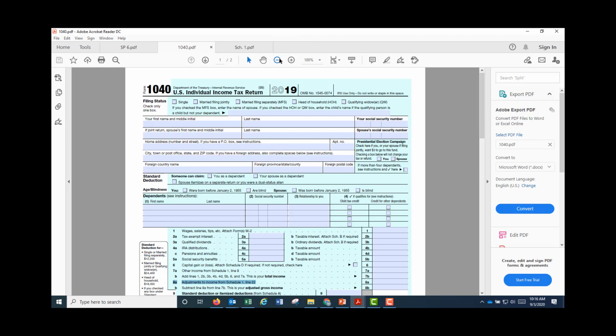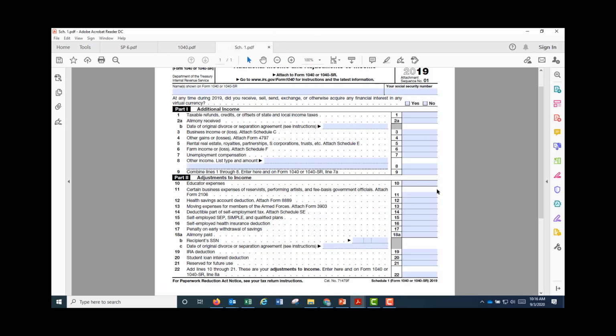Let's go to Schedule 1, line 22, which is at the bottom here. It's the total of all the adjustments to income. Let's find alimony paid in Part 2, which is adjustments to income. All these items are adjustments to income. It reduces income, whereas Part 1 is additional income. It increases the taxable income.